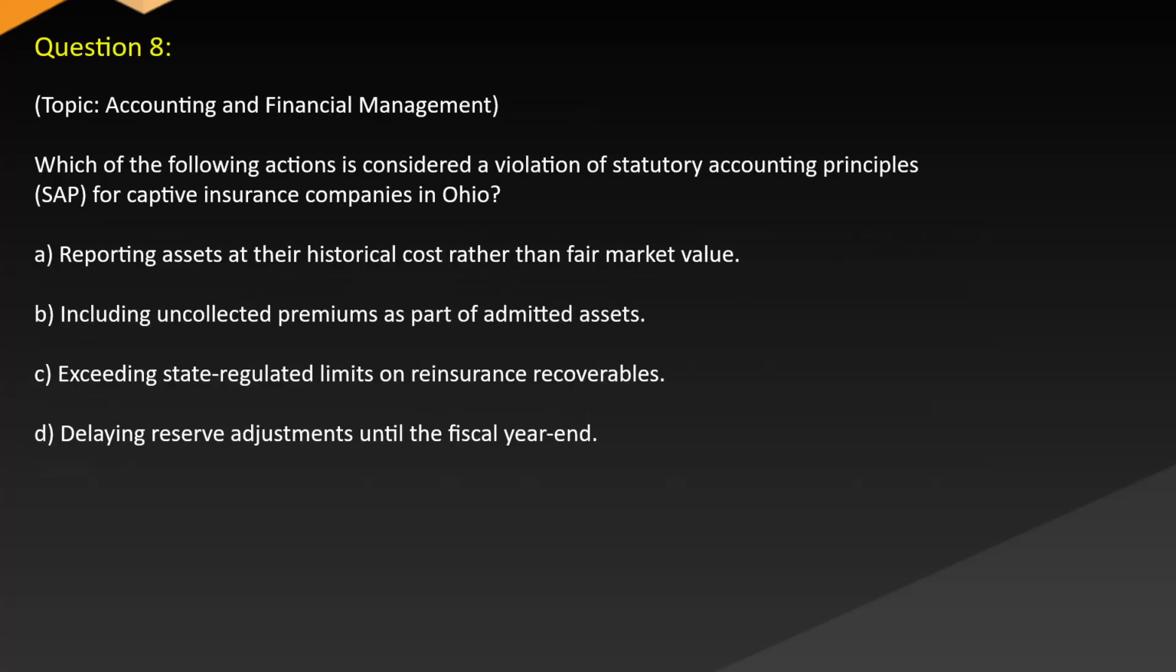Question 8. Topic: Accounting and financial management. Which of the following actions is considered a violation of statutory accounting principles (SAP) for captive insurance companies in Ohio? A. Reporting assets at their historical cost rather than fair market value. B. Including uncollected premiums as part of admitted assets. C. Exceeding state-regulated limits on reinsurance recoverables. D. Delaying reserve adjustments until the fiscal year end.